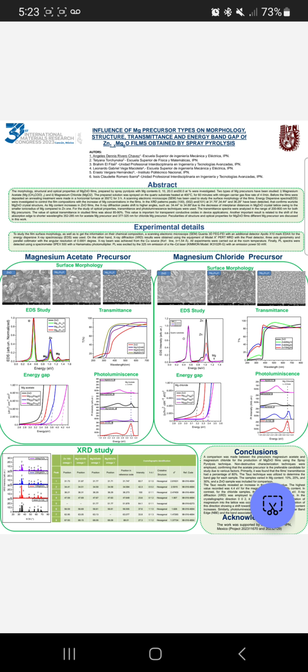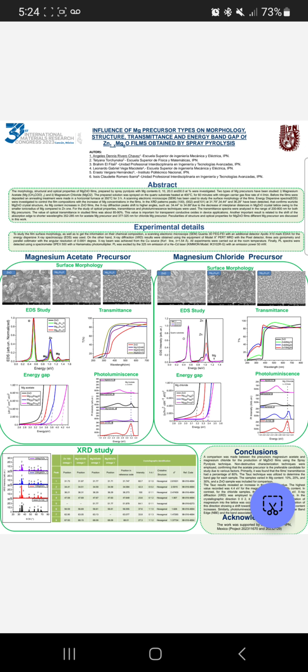For the study of optical properties, transmittance and photoluminescence techniques were used. The transmittance spectra were analyzed in the range of 200 to 800 nanometers for both magnesium precursors. The value of optical transmittance in the studied films was about 80%. This value is important for transparent conductive oxides in device applications.